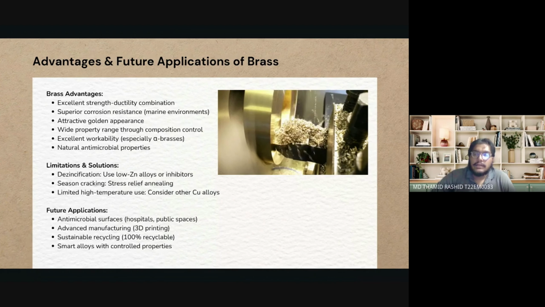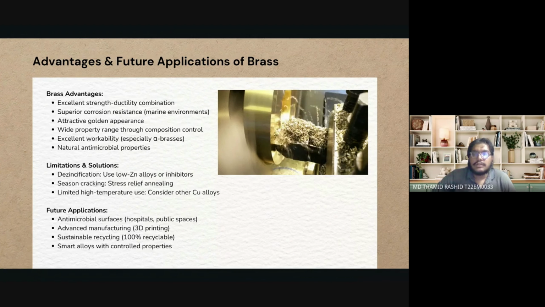Season cracking. For example, in boats, if the hull is made out of brass and is left out in the cold for a long period of time, then cracks form on the hull of the boat. For this, the solution may be stress-relief annealing.